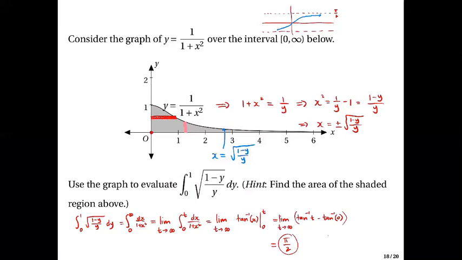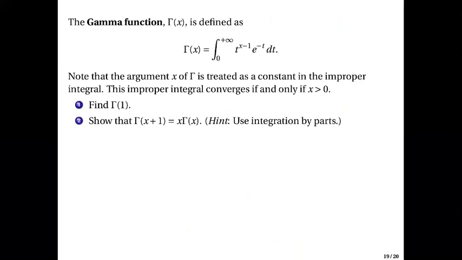Now, let us go to our last problem for the session. The gamma function is defined as gamma of x equals the integral from 0 to plus infinity of t raised to x minus 1, e to the minus t dt. Find gamma of 1. And then we show that gamma of x plus 1 is equal to x gamma of x.